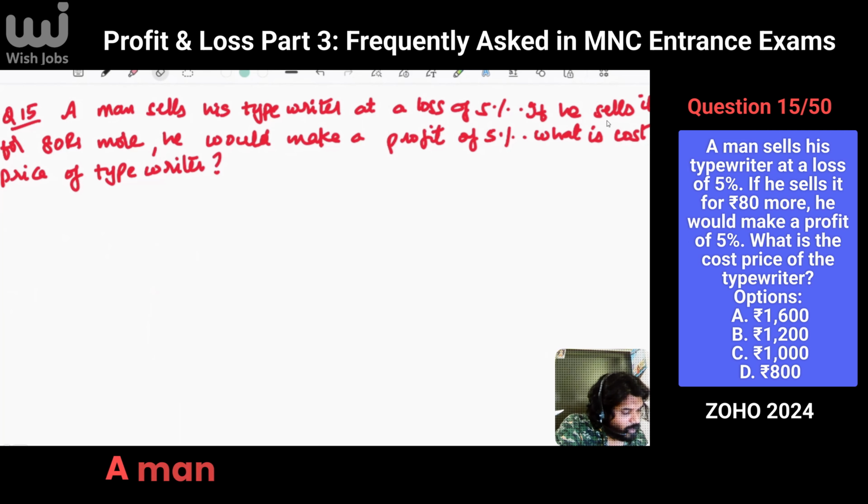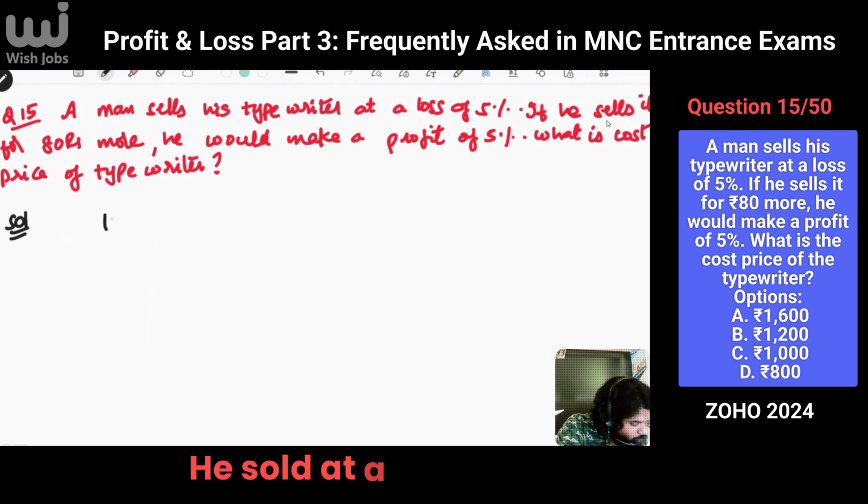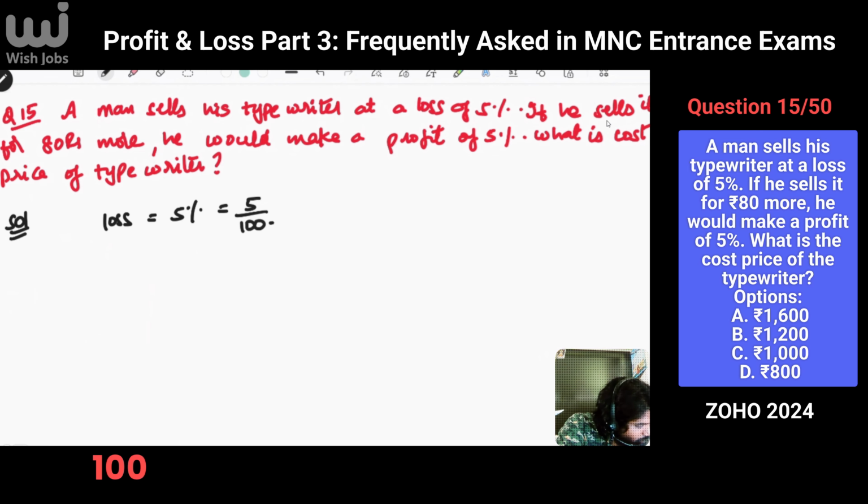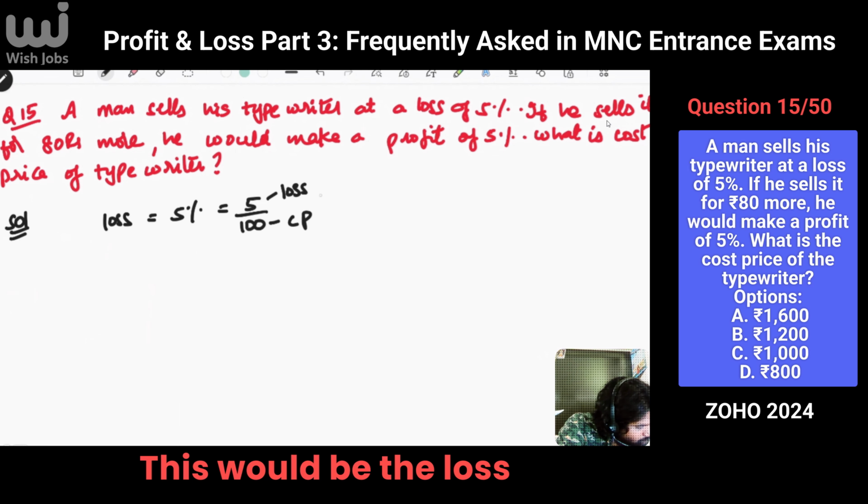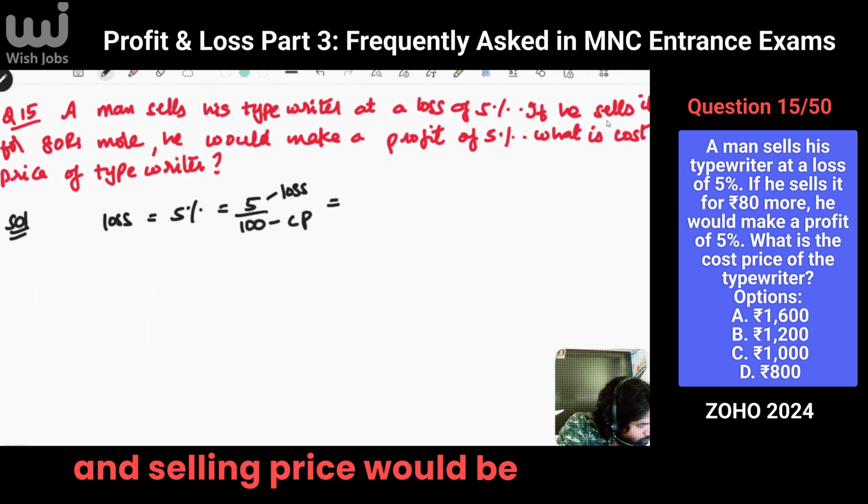15th question. A man sells his typewriter at a loss of 5%. If he sells it for 80 rupees more, he would make a profit of 5%. What is the cost price of the typewriter? Okay, so here is the solution for the 15th problem. He sold at a loss of 5%, which means 5 by 100. 100 would be the cost price, this would be the loss, and selling price would be 95.